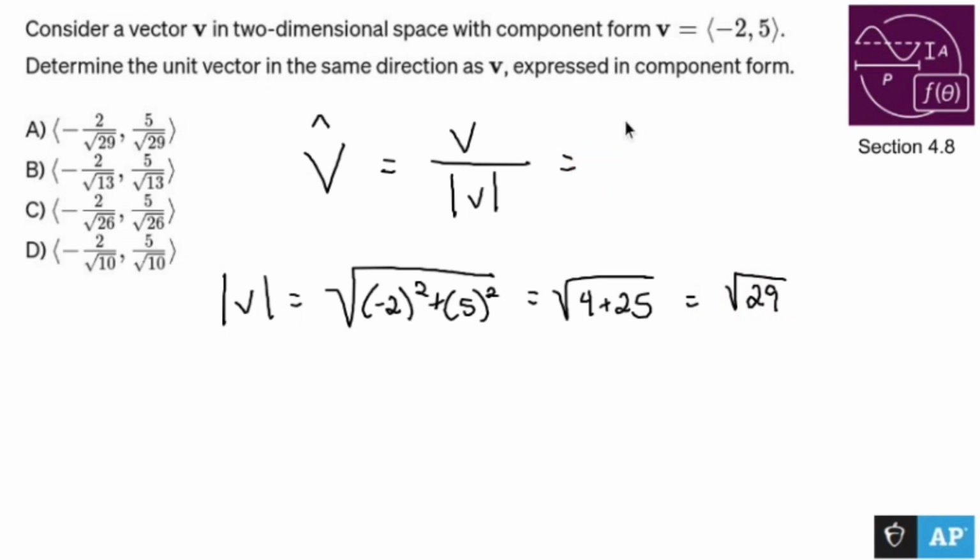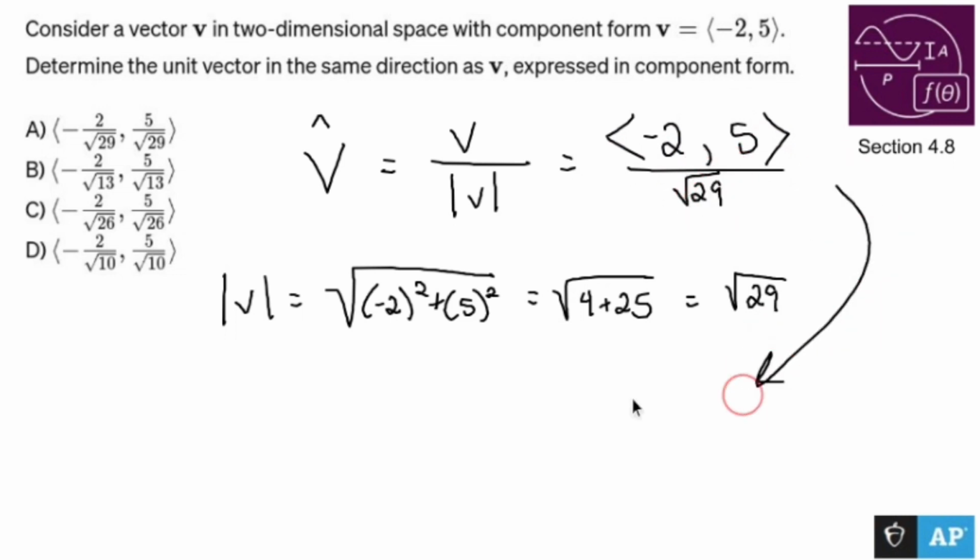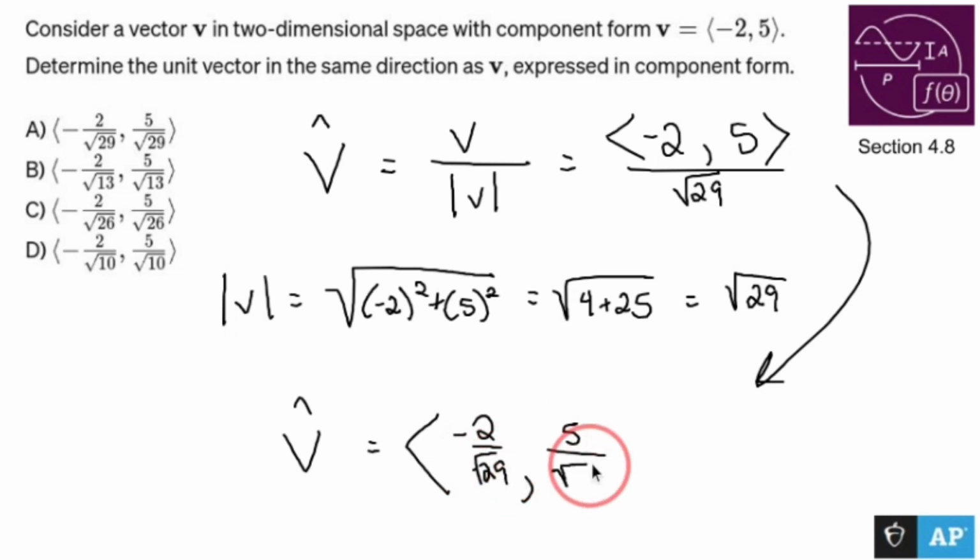So what I'm going to do is take my vector, which was negative 2, 5, and divide both of the things on the inside by the square root of 29, which ends up being my unit vector: negative 2 over the square root of 29 and 5 over the square root of 29. And for some reason, this problem isn't making me rationalize this, which, hey, I'm not going to complain about that at all. I hate doing that. But there you go. The answer is going to be A.